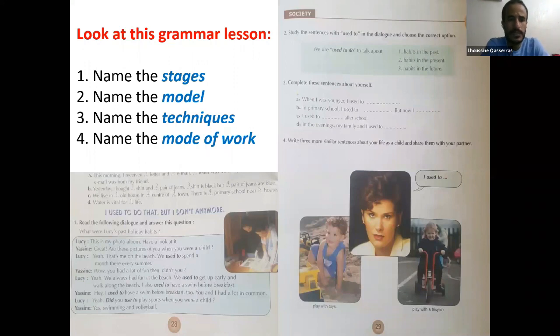Now, let's start with the stages. Number one, read the following dialogue and answer this question. What were Lucy's past holiday habits? What is this?